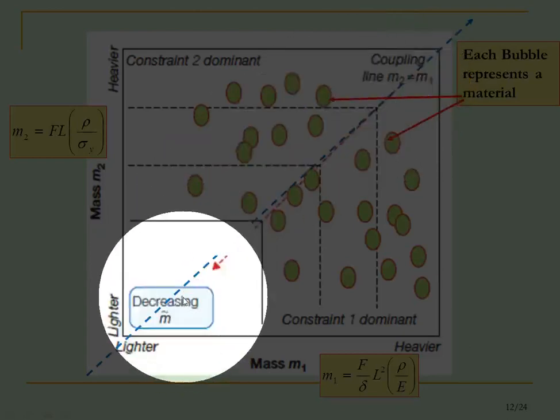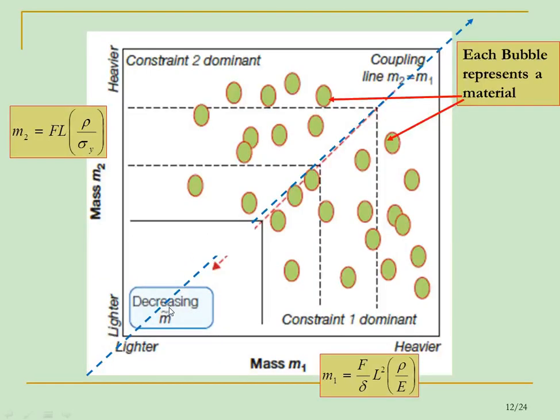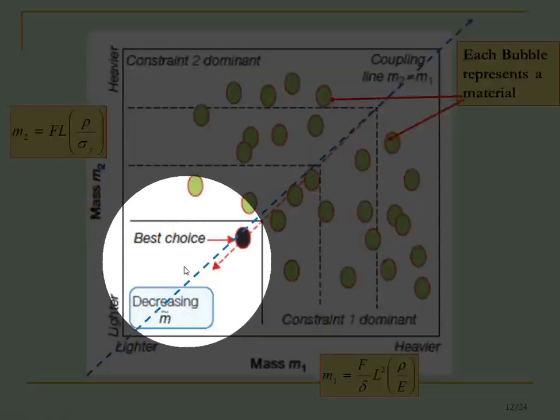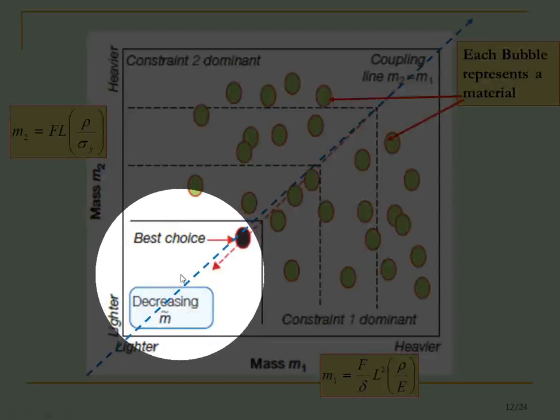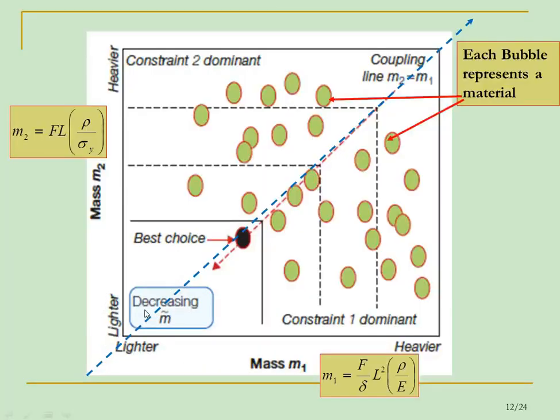We want to have a solution here. This is the region where we want to have the material. Means in this region, if I have a material available, that will be the best, because it will have minimum M2 and minimum M1. This is a vector where we say the mass is decreasing this way, and we want the mass to be less, and that is why we say that our best choice of the material is located in this box.